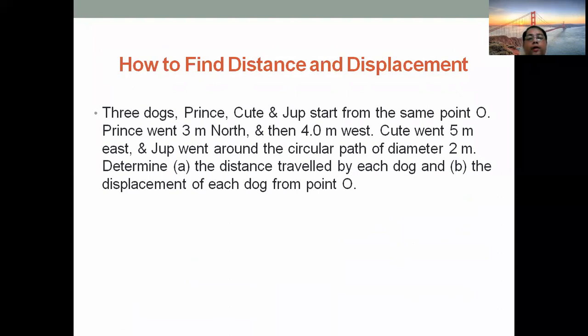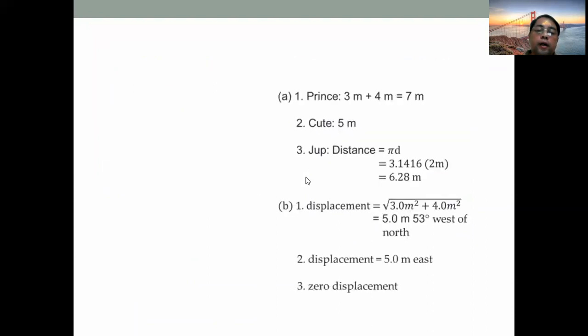Now, we have here the three dogs: Prince, Cute, and Jupe. And these are things that they do. Let's start with Prince. Prince walked north 3 meters, and then he walked 4 meters west. So what is the displacement of Prince?